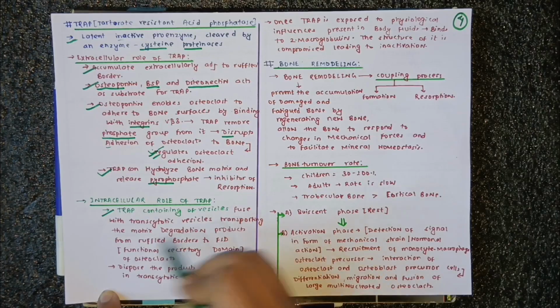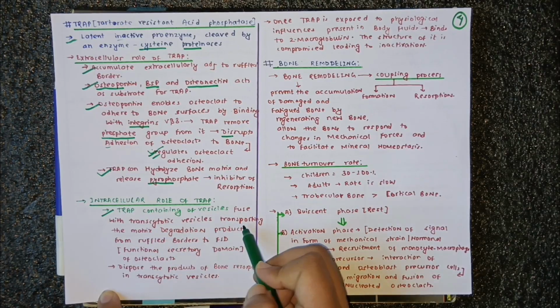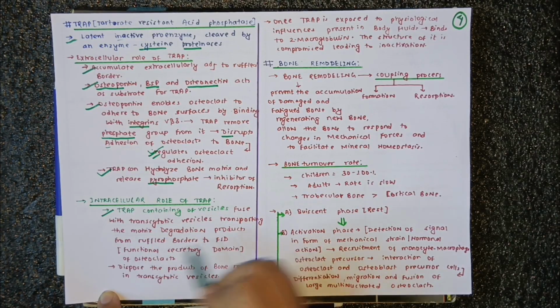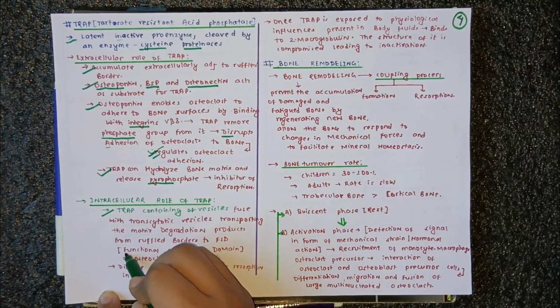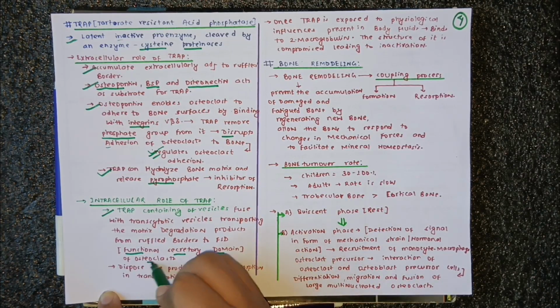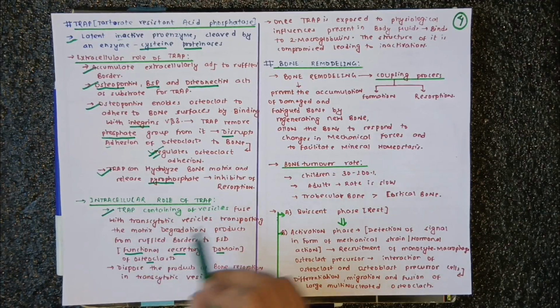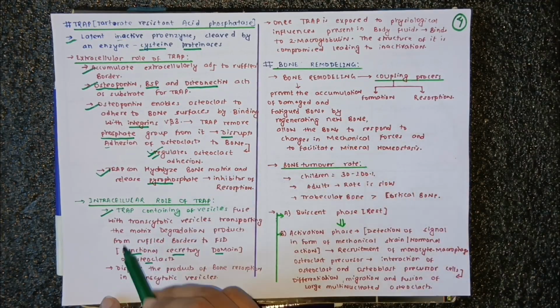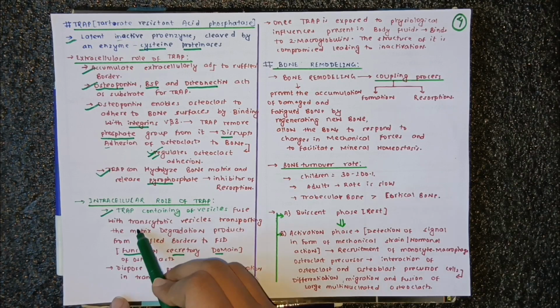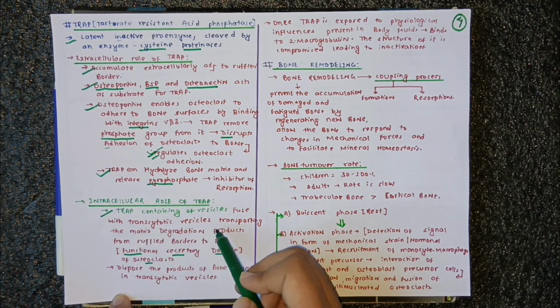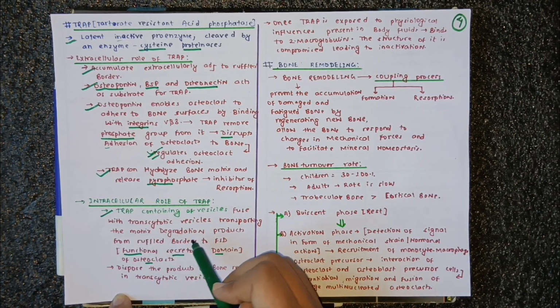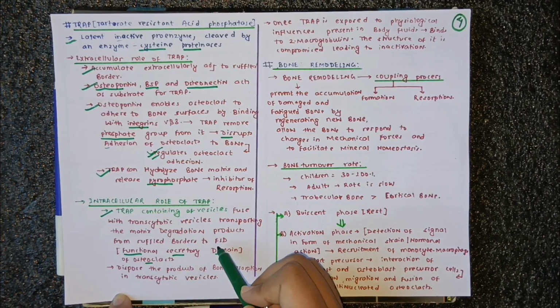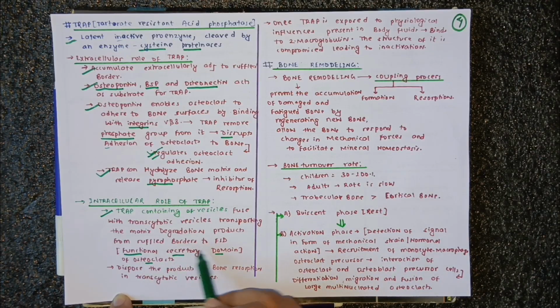The intracellular role of the TRAP: TRAP-containing vesicles fuse with the transcytotic vesicle, transporting the matrix degradation product from the ruffled border to the FSD, the functional secretory domain, of the osteoclast. As I have told, this is also responsible for exocytosis, so it is helping in the exocytosis. The TRAP-containing vesicle fuses with the transcytotic vesicle, and they transport the matrix degradation product from the ruffled border to the FSD.